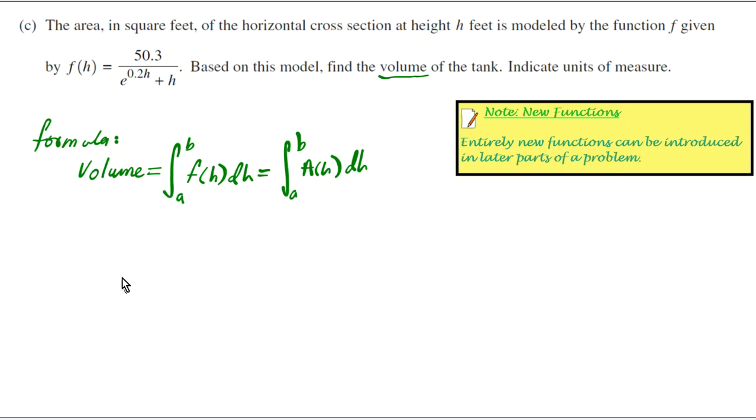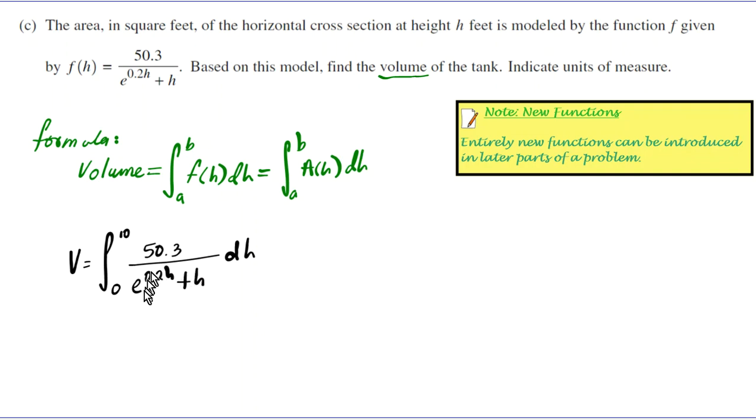So we already know what f of h is, so the volume V is simply the integral, with limits from 0 to 10, which you extract from the table, of 50.3 over e to the 0.2h plus h. And then we are integrating with respect to h, dh.